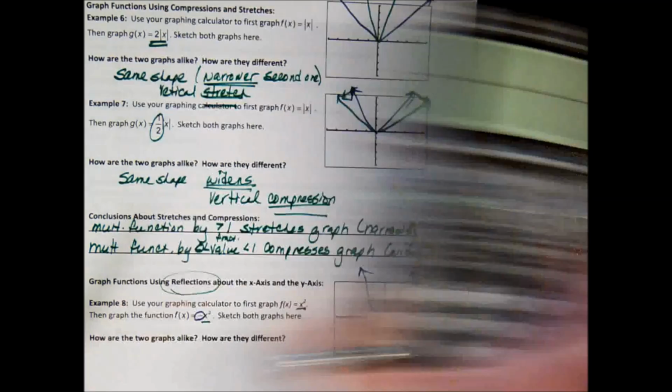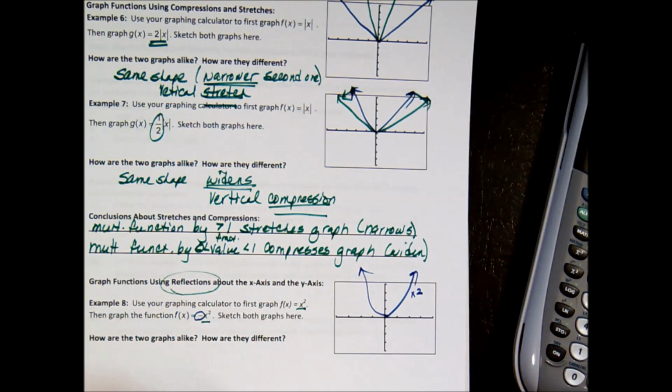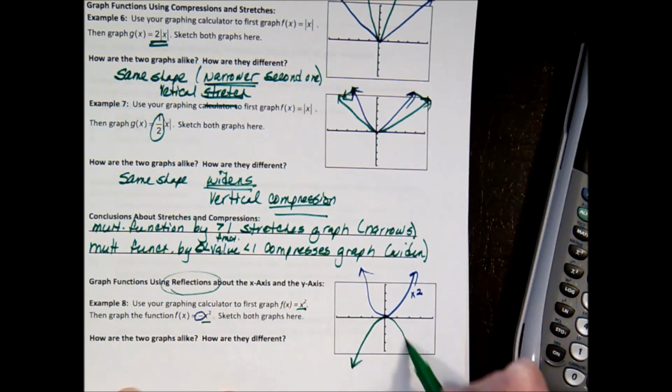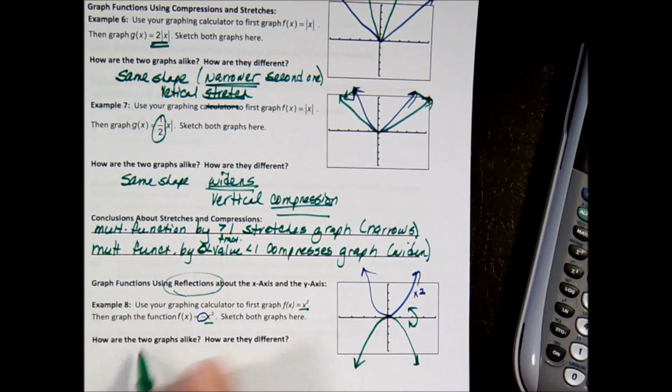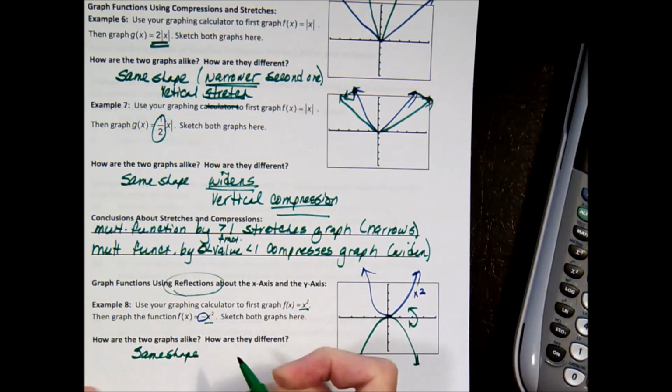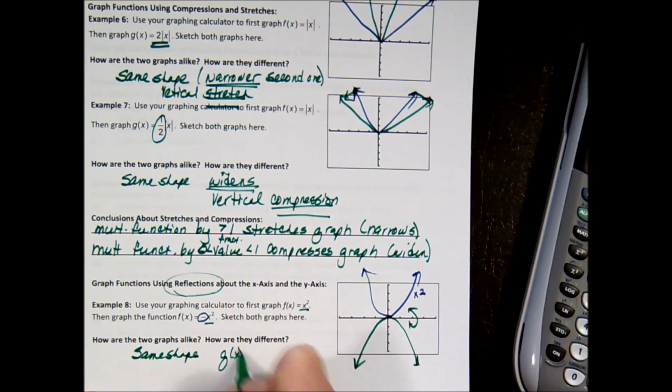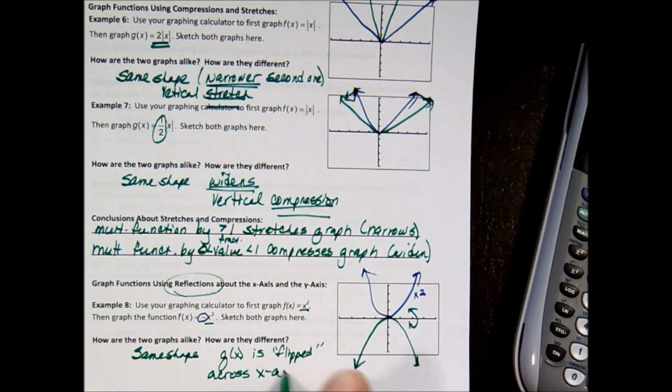When we did that second one with the negative in front, it took that graph and reflected it across the x-axis. So how are the graphs alike? They are definitely the same shape. How are they different? G of x is flipped, reflected, across the x-axis, and that is called a reflection.